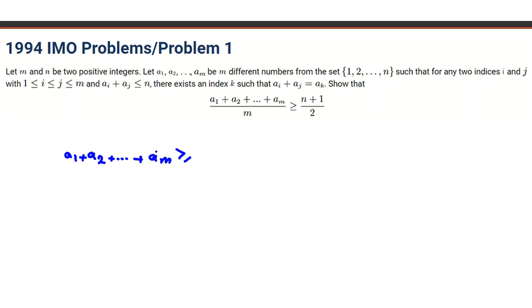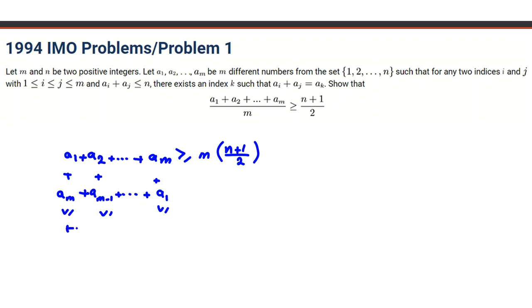I want to see the problem from Gauss's idea approach, or the rainbow idea approach: m times n plus 1 over 2. I want to write it in reverse order, am plus am minus 1 plus a1, and then consider it like this. If I say each of them is at least what, then we can solve the problem.